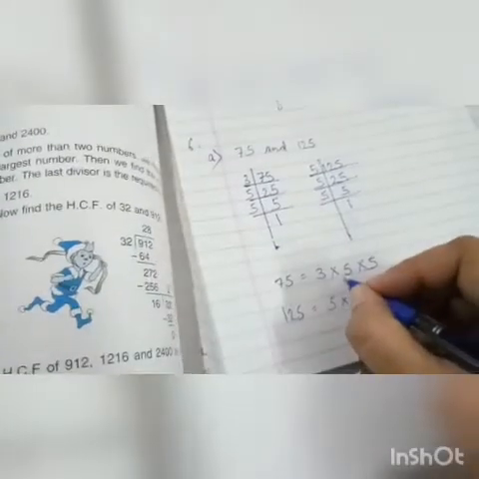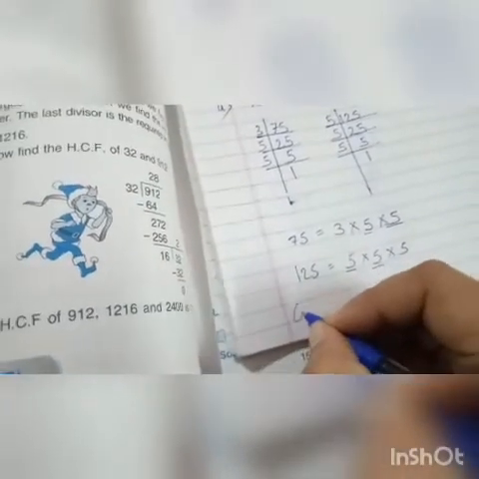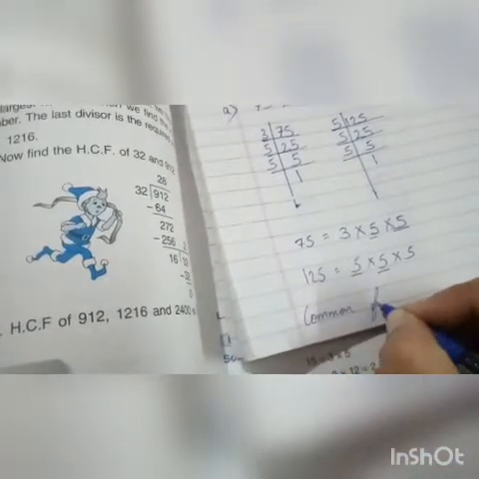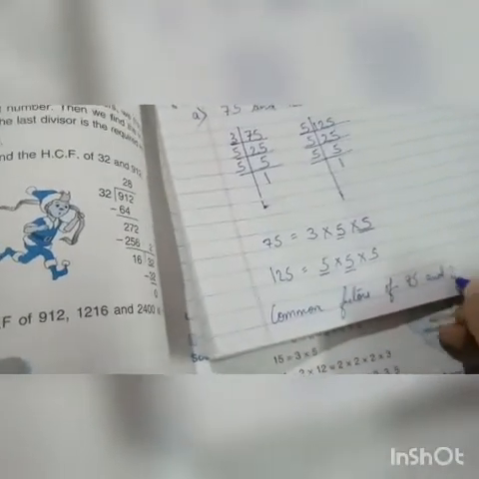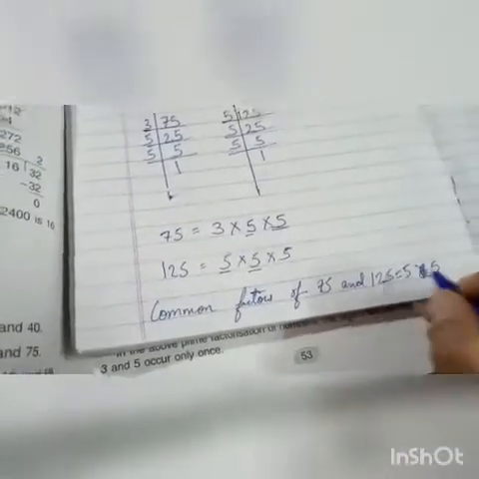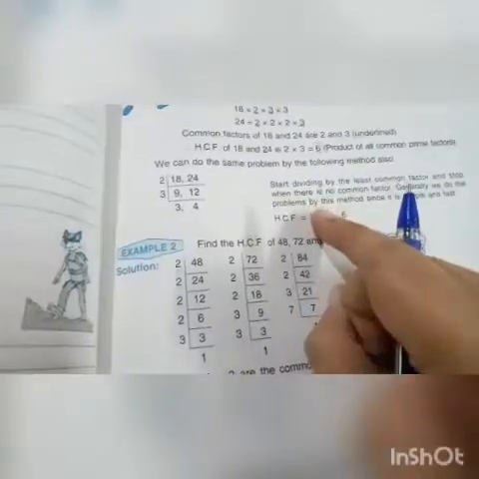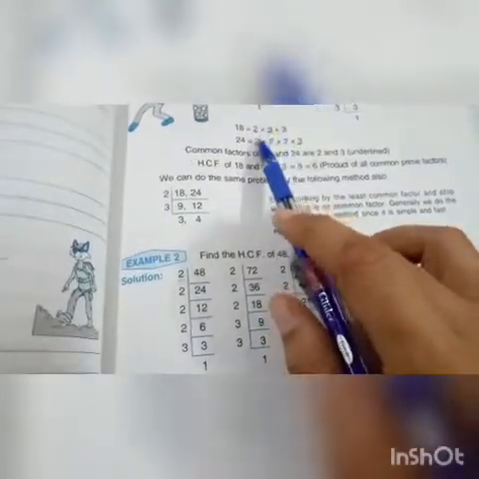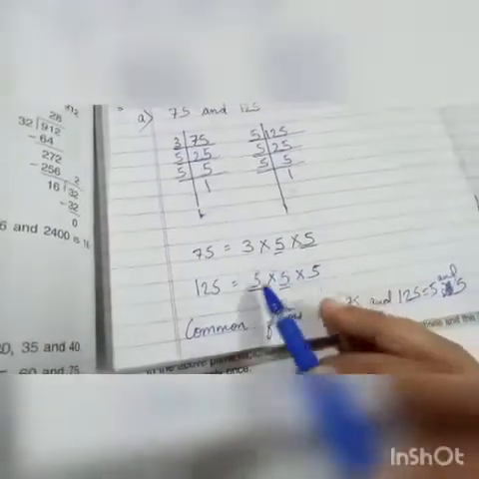Now we'll write the common factors. 5 is common, this 5 is also common. So first we'll write the common factors of 75 and 125: 5 and 5. Okay, underlined once. See here, 2 and 3 are common, so we have written 2 and 3 underlined once. In the same way 5 and 5, 2 times 5.